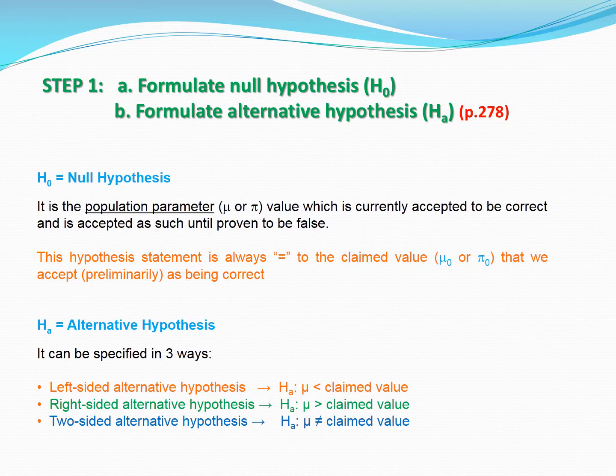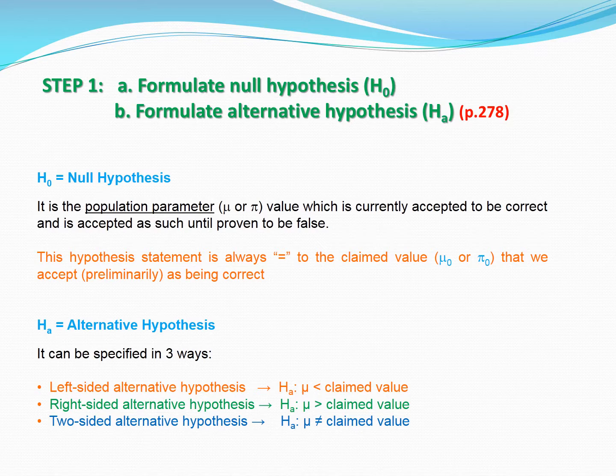So in this statement, we always state that the population parameter is equal to the claimed value that we currently accept as being correct. So when we work with population means, the claimed value is indicated by mu0, and when we work with proportions, the claimed value is indicated by pi0.